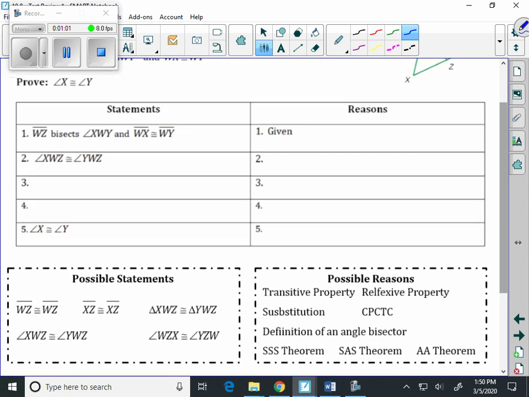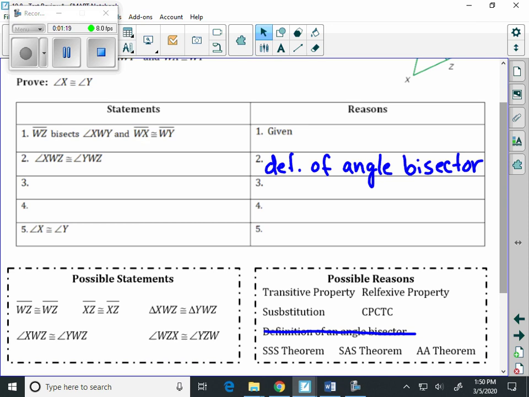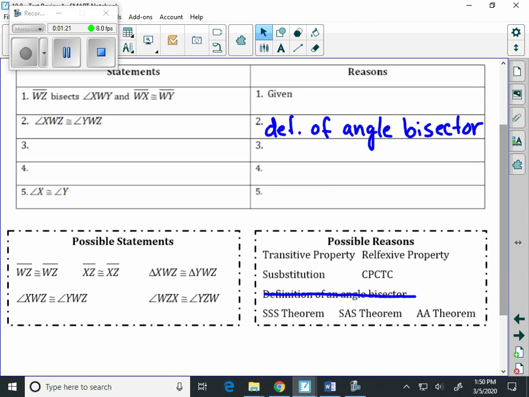And we see definition of angle bisector. So we can cross that one off our list. Again, as I'm looking down here, one of the theorems at the very bottom, AA theorem, we've never talked about. I'm going to get rid of that one right now. We're not going to use it.